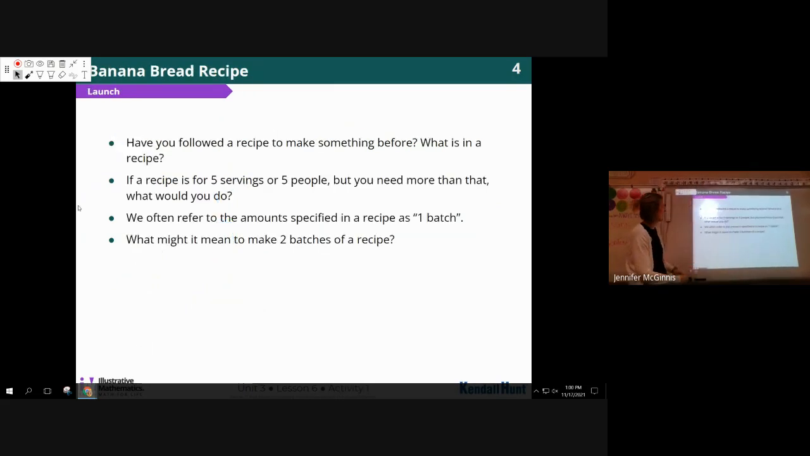All right. Raise your hand if you have followed a recipe to make something before. Anybody ever followed a recipe to make something? Yeah. What is in a recipe? What are some things that are in a recipe? Mackenzie? Okay. Eggs. Right then. Salt. Benny. Milk. Aubrey.